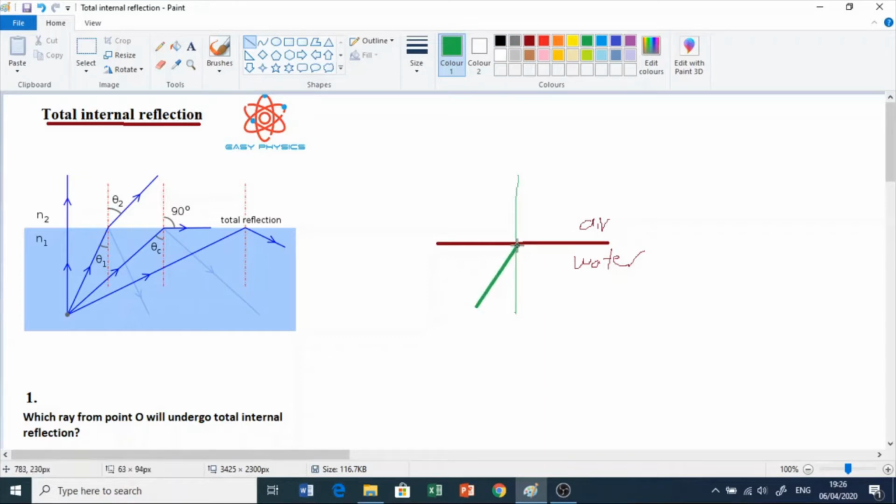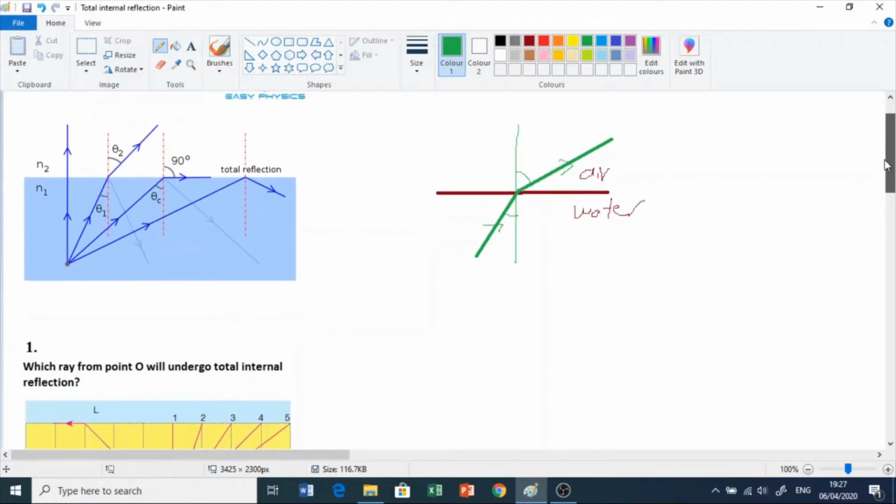Assume this is our incident ray. Now it is going to move from water to air. We know that when it is moving from high index of refraction to low index of refraction, it bends away from the normal. This is the angle of incidence and this is the angle of refraction. There is a relationship between these two angles. As we increase this angle, this is also going to increase. It is a consequence of Snell's law. This phenomenon has some other results.